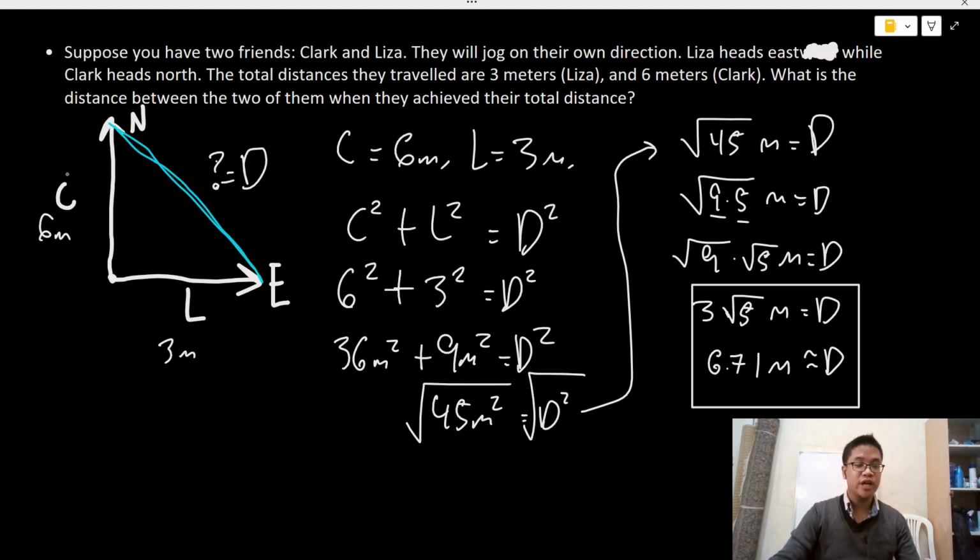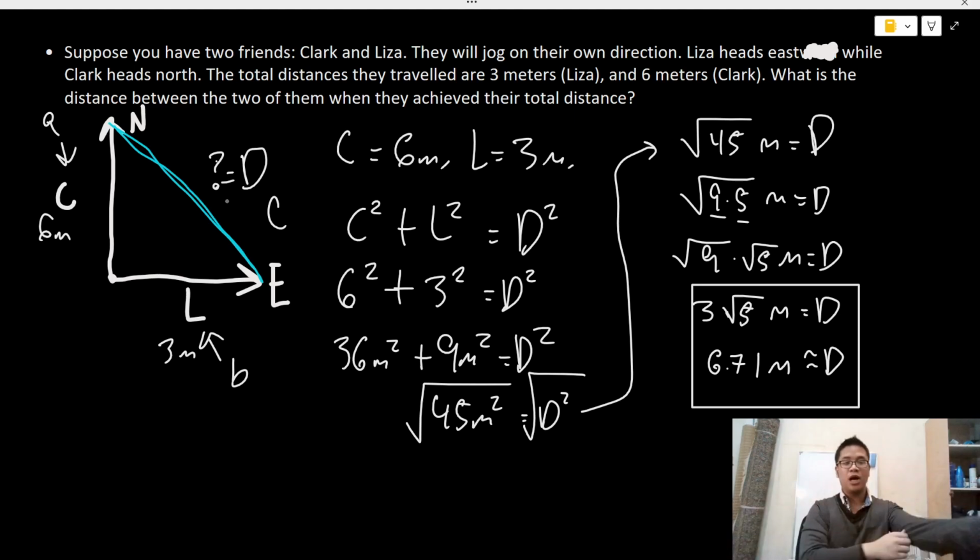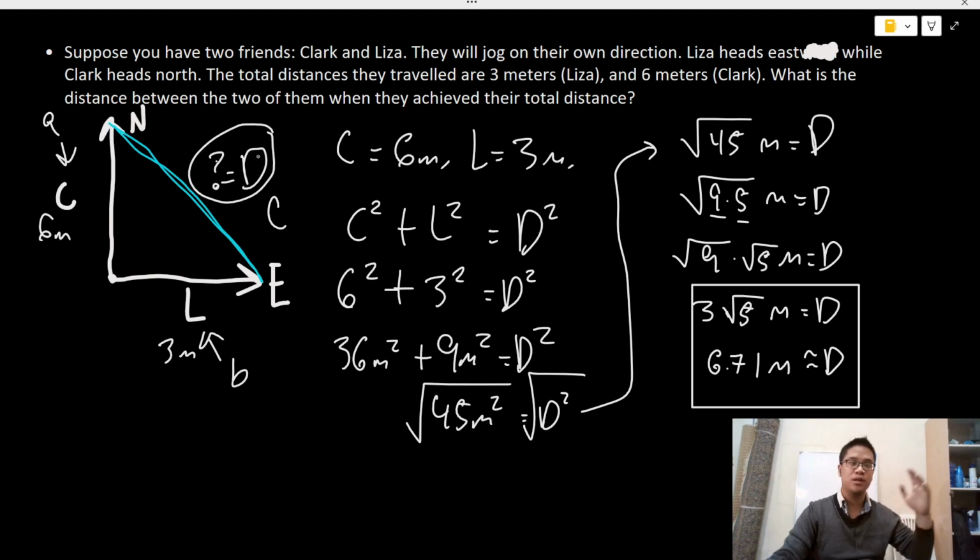It's okay if you use this one as your A, this one as your B, then the longest side will be your C. It's up to you. As long as you make sure that whatever variable you put on the longest side will be left alone. Just like this D, I use it to represent the distance between Clark and Liza, which is the longest side, by the way. So it shall be left alone here.